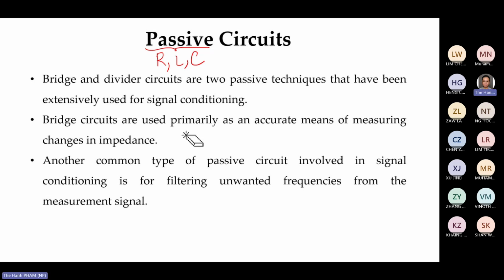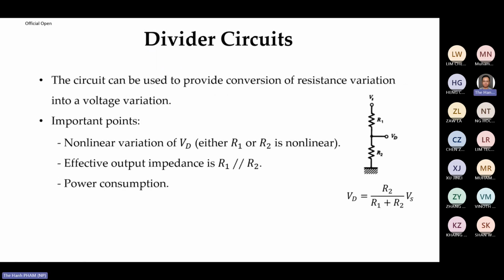Now, we are looking at the bridge, and also another one is filtering. Okay. So let's take a look at some other examples as well. This one is called divider circuit. Divider circuit is basically to change one level of voltage to another level of voltage. So suppose this one is too high, you want to reduce it, then you can make use of this divider circuit. The divider circuit is nothing but just a voltage divider, right?